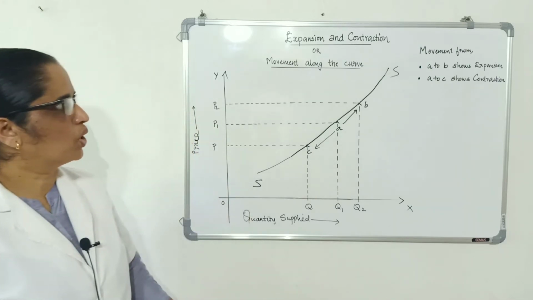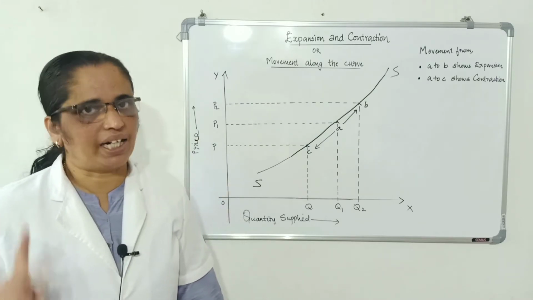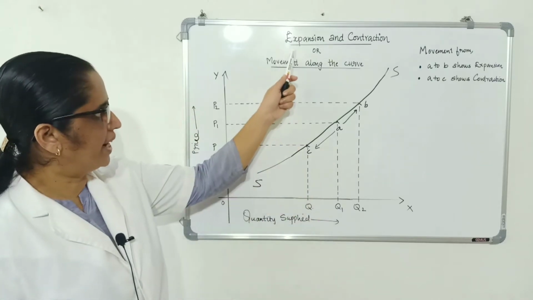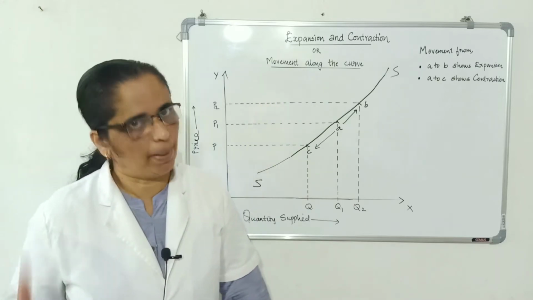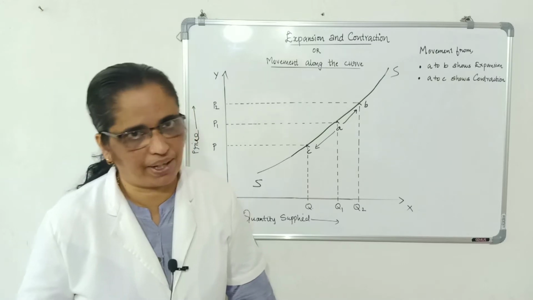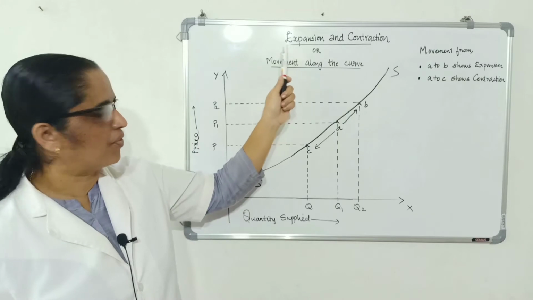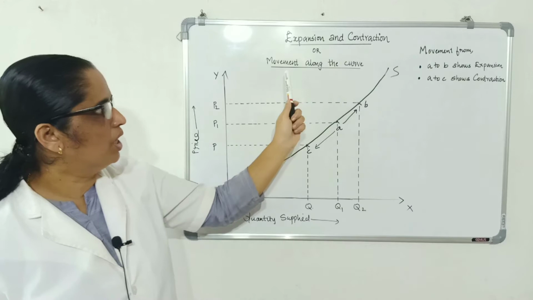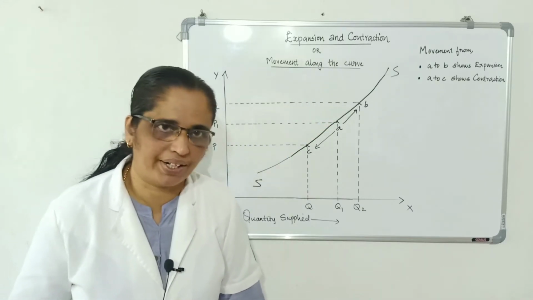Okay? So, changes in supply we can study under two heads. Number 1, expansion and contraction of supply or movement along the curve. Number 2, shifts in supply or increase and decrease in supply. Okay, today let us discuss the first type of change in supply, that is expansion and contraction or movement along the curve, or change in quantity supplied.